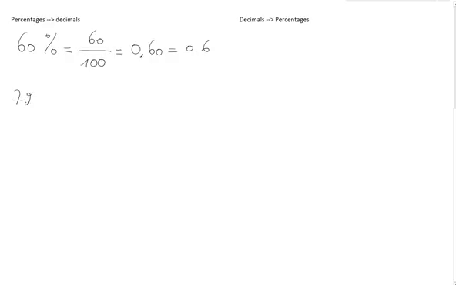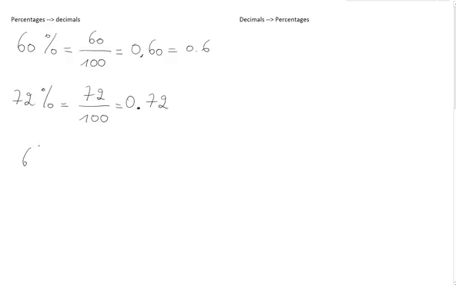Another example could be 72%. And again, I know that that's 72 over 100, which is again 72 divided by 100. So you start off by writing down 72, dividing by 100. So you move the decimal from here 2 places. So it must be here. So now it's 0.72. And I cannot simplify that.